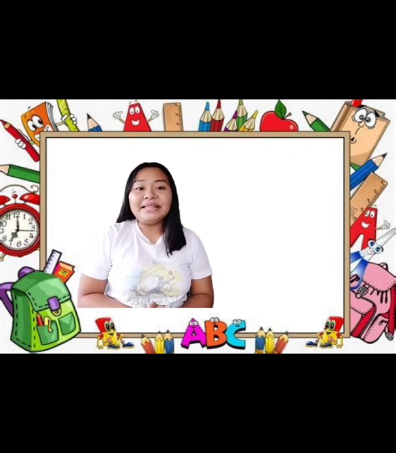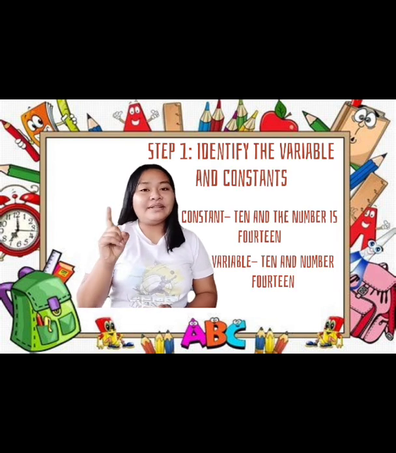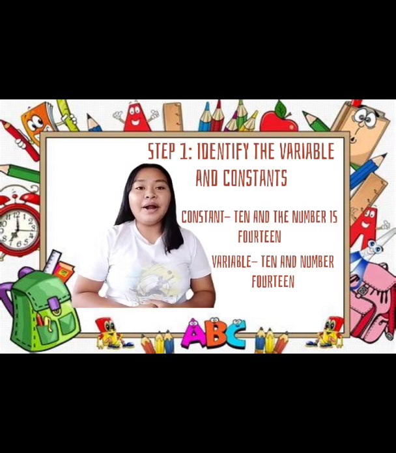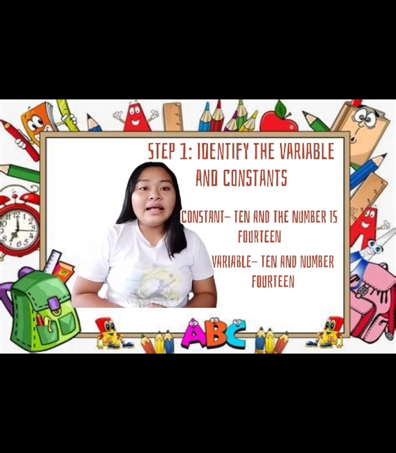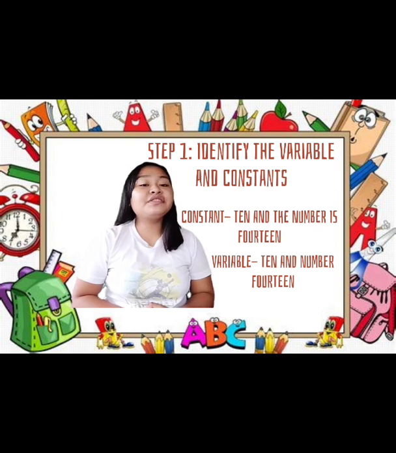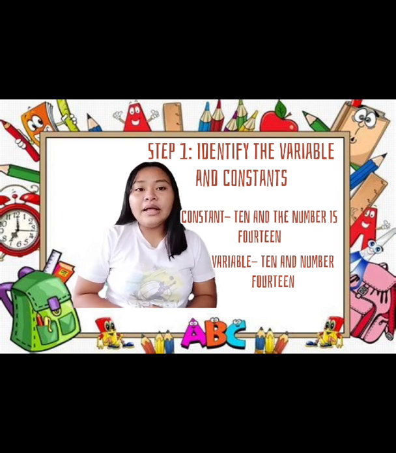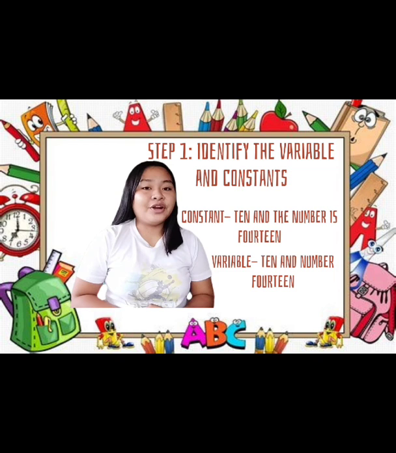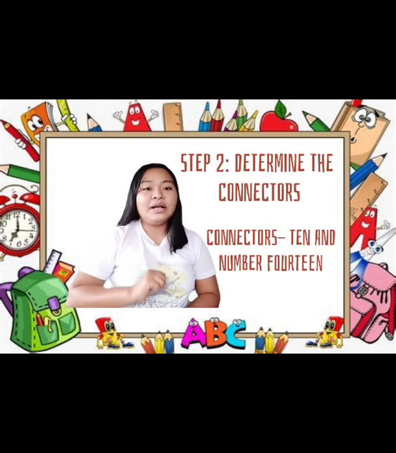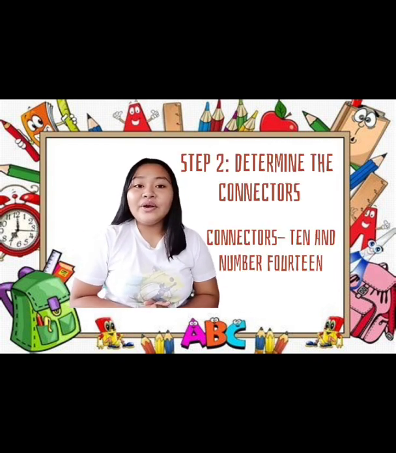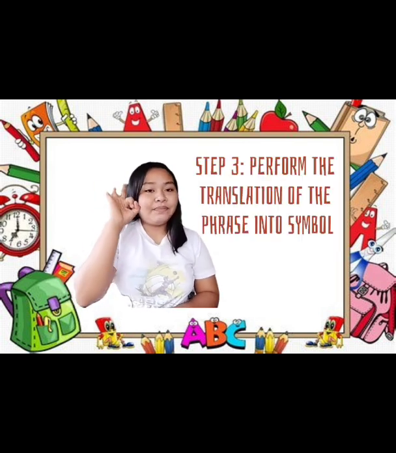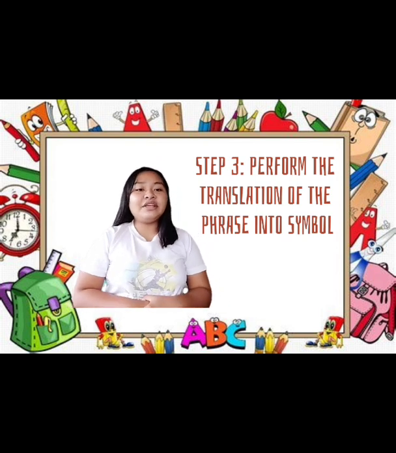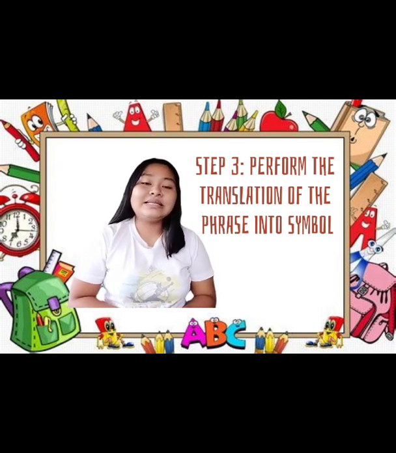To translate a mathematical phrase, there are steps. Step 1. Identify the variable and or the constant. Constant, 10 and the number is 14. Variable, 10 and number 14. Step 2. Determine the connector. Connector, 10 and the number is 14. Step 3. Perform the translation of the phrase into symbols.